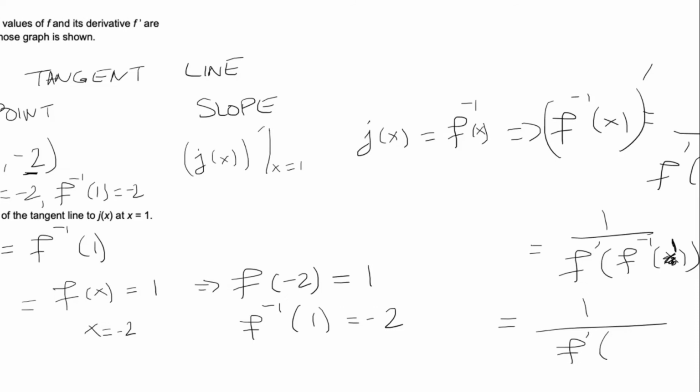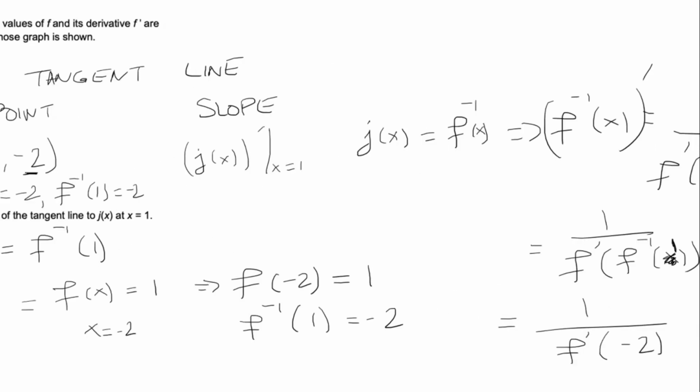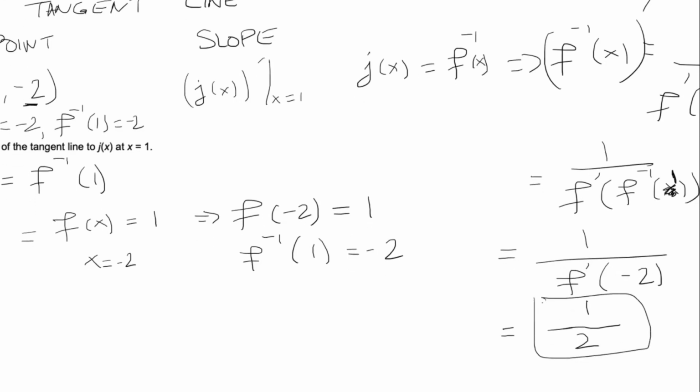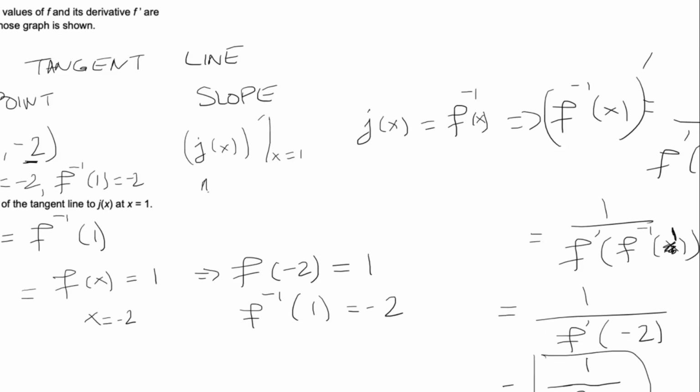Now we're going to plug in -2, and we have to look at the table to figure out what is f prime of -2. So when x is -2, that's going to be the first row, and so f prime of -2 is 2. And thus, what we get here is 1/2. So the answer is 1/2 for the derivative, which is the slope. So the slope is 1/2.